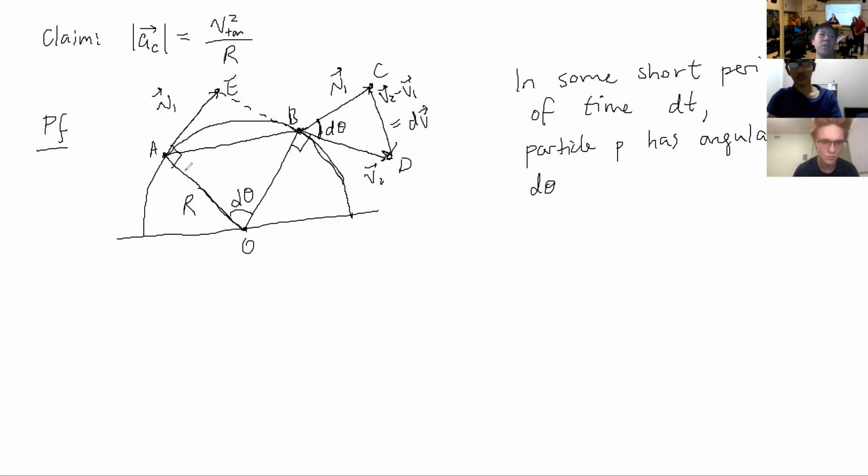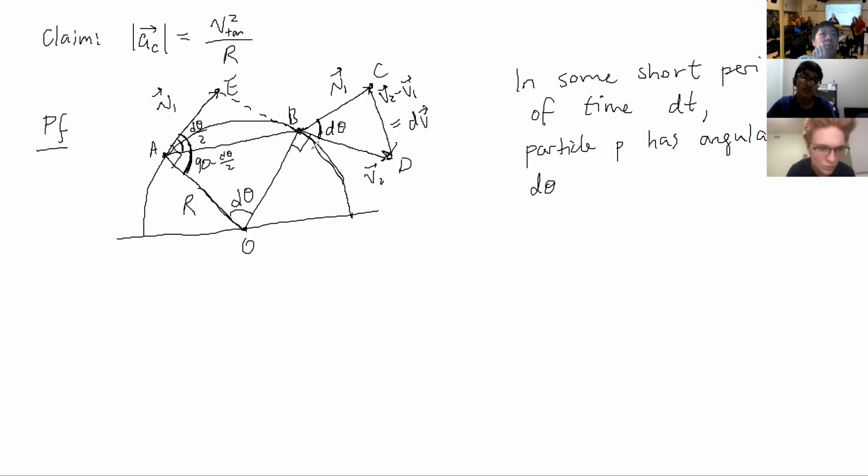So what is the measure of this angle, BAO? I think EBD is not necessarily that. That's 90 minus d theta. Okay, no, it's 90 minus d theta over 2. Right, so what does that make this angle? d theta over 2. Right, okay.